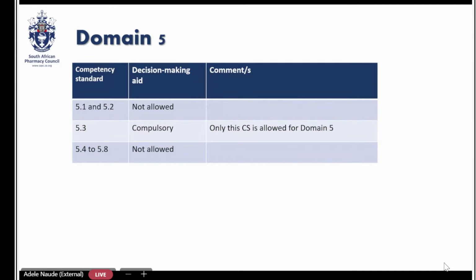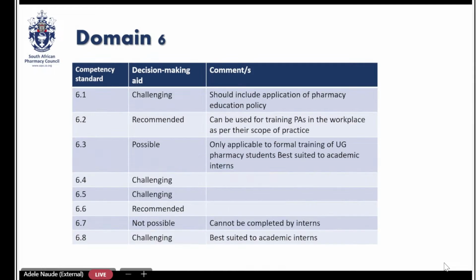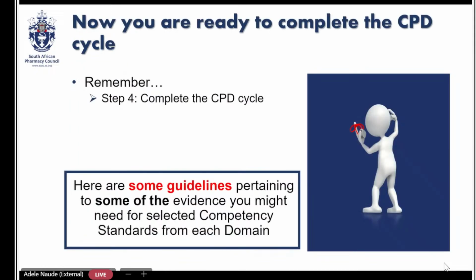For 5, you know it's a compulsory one. You are only allowed to do 5.3. And for 6, we have, again, recommended 6.2 and 6.6. And 6.3, if you select 6.3, you can see it's possible, but that will only be possible if you are involved in the formal training of pharmacy students, and it's best suited for academic interns. So you can look at the possible ones, but rather have a look at the recommended ones.